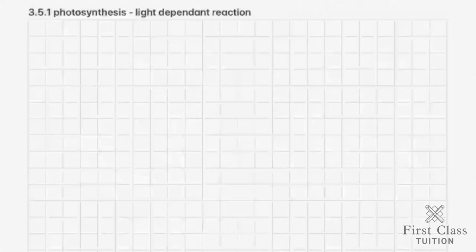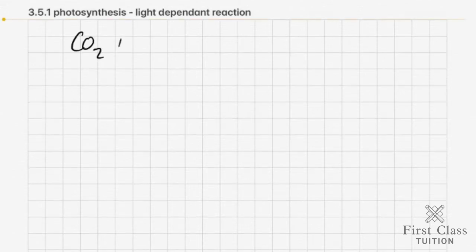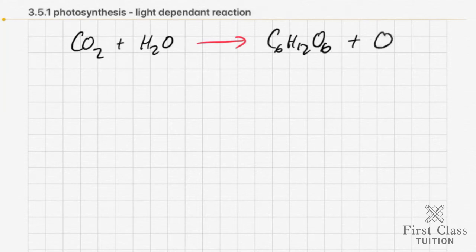So what we've got to do to begin with is remember the GCSE equation for photosynthesis, which would be carbon dioxide plus water gives us glucose plus oxygen. That's when we have light in the presence of chlorophyll to trap the light. I'm going to talk about how that's different. So if we balance that up, remember from GCSE, it would look like this.